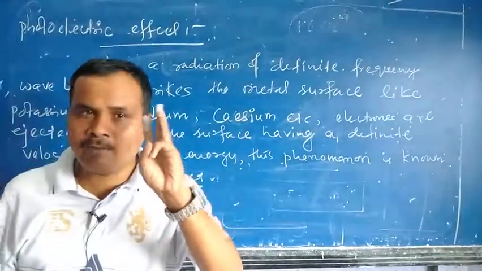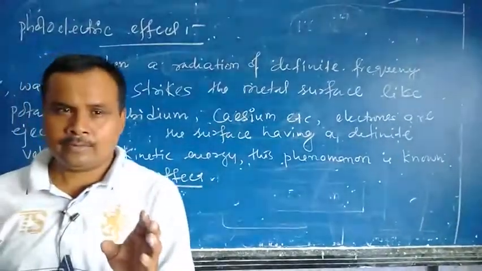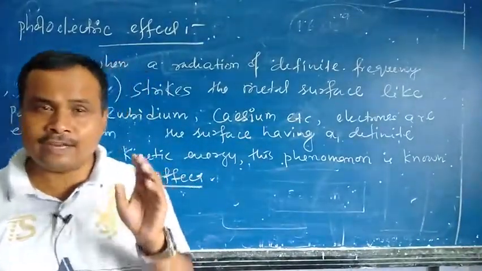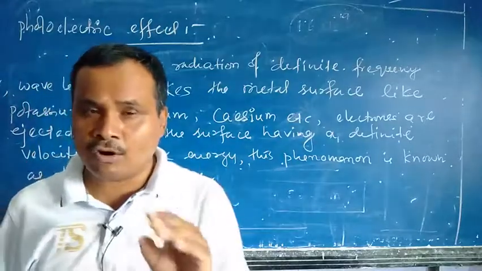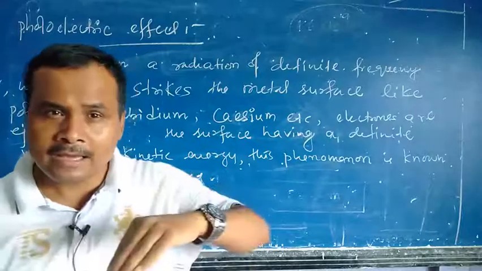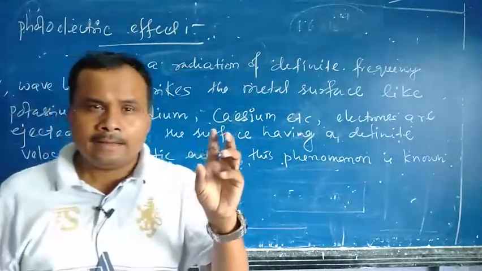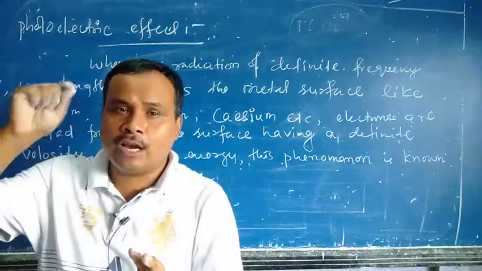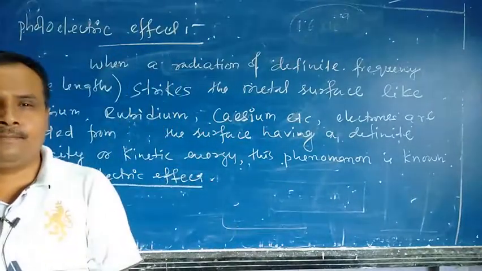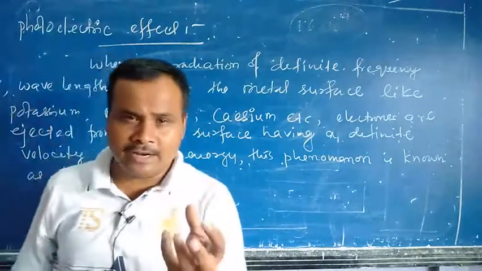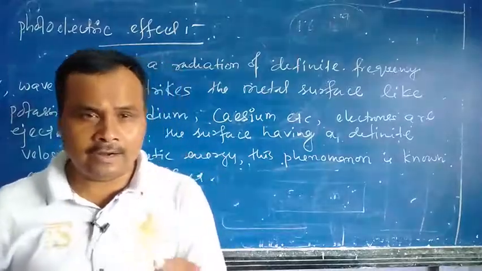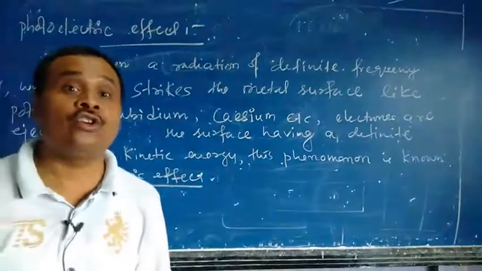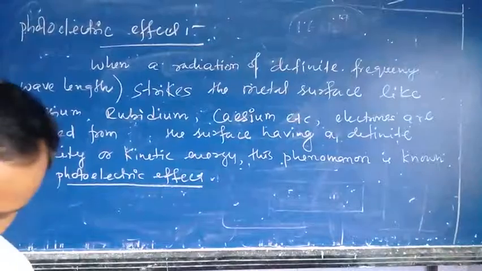Third observation, he observed that for the ejection of electron from the metal surface, definite frequencies or wavelength of radiation must strike the metal surface. मतलब मेटल सरफेस से इलेक्ट्रॉन इजेक्ट होने के लिए इंसिडेंट रेडिएशन का फ्रीक्वेंसी क्या होना पड़ेगा? डेफिनिट होना पड़ेगा. So the minimum frequency of radiation that is required to eject the electron from the metal surface is known as threshold frequency.